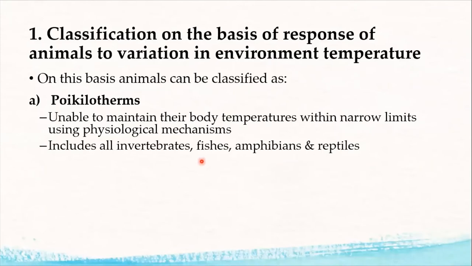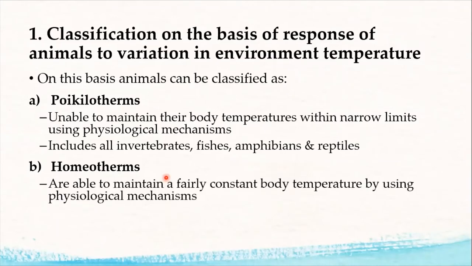Later on, it was found that it is not true to say that all the invertebrates or fishes are unable to regulate their body temperature. Some of them are able to regulate. This is the reason why this classification system was not favored. And secondly, we can classify them as homeotherms. Homeotherms are the ones that are able to maintain a fairly constant body temperature by using the physiological mechanisms of the body.